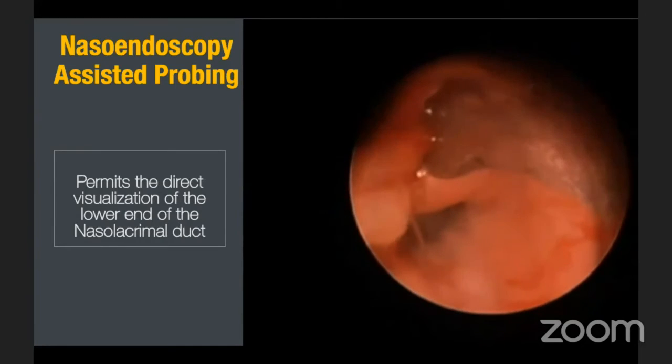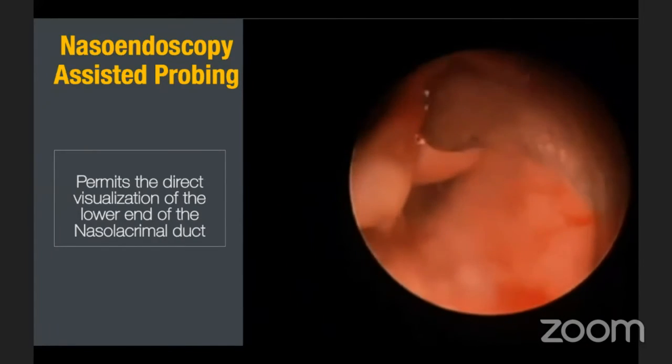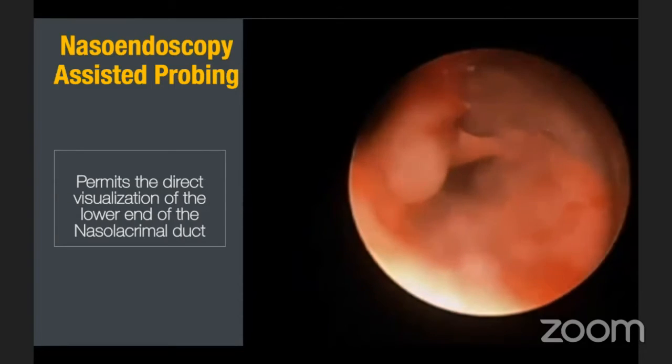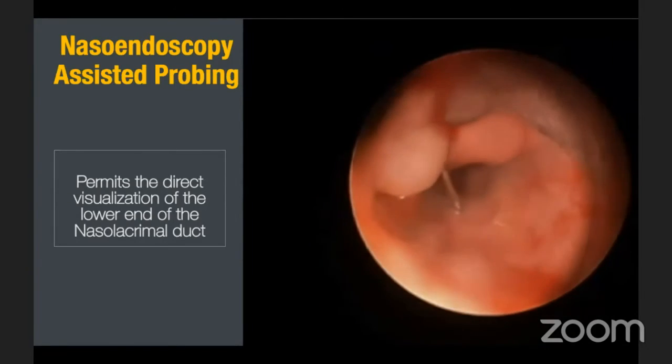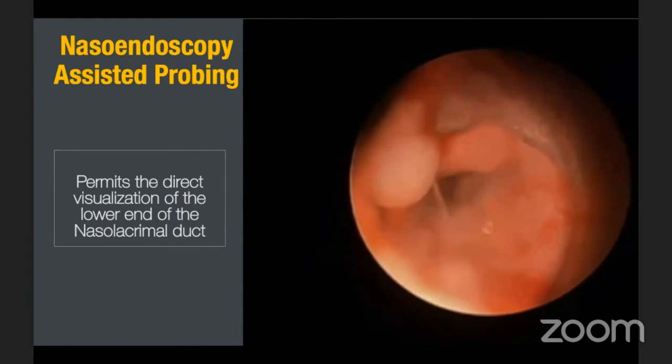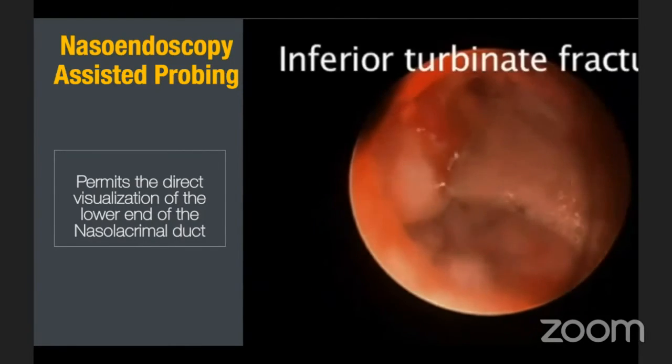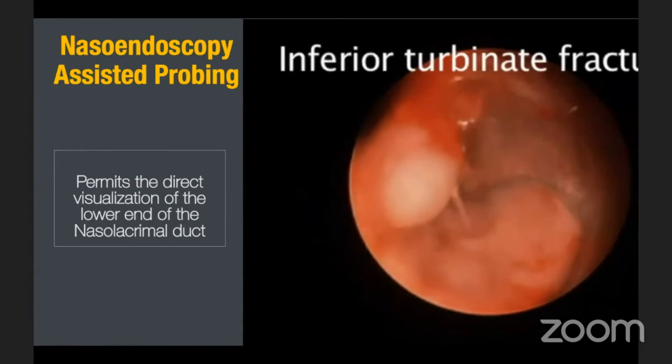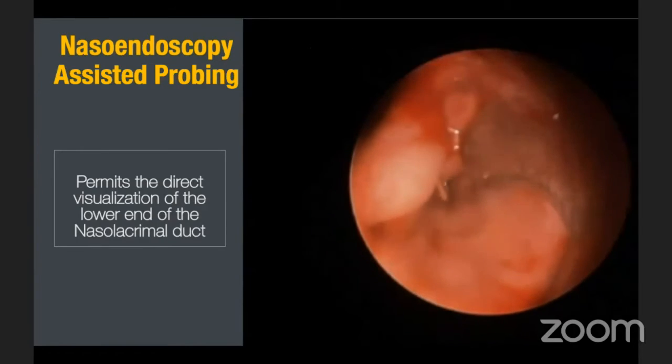Now, endoscopic assisted probing is probably something which people are opting for a little more these days, and it permits the direct visualization of the probe at the lower end of the nasolacrimal duct. When you're not visualizing it, you do a metal-on-metal contact with your periosteal elevator, but in this, you can directly see and go ahead with any other procedures if you feel need to be done, such as inferior turbinate infracture.